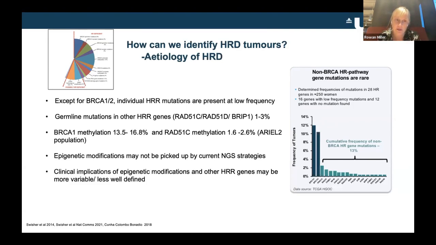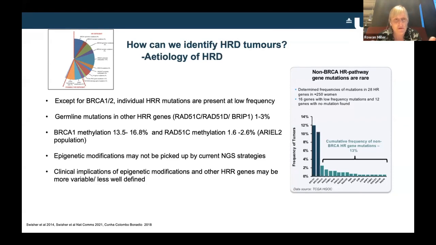We know that there are germline mutations in a couple of other genes that may predispose to ovarian cancer, particularly RAD51 C and D, and BRIP1. And certainly in certain parts of the country, the panel testing that we do, the germline testing for BRCA, also includes these genes. So we do identify a couple of patients this way. A number of the patients with BRCA abnormalities have them due to BRCA methylation, about 13%, and then a smaller number with RAD51 methylation. And these epigenetic modifications are not picked up particularly well by current NGS strategies. So by doing just testing for the genes, we may miss this.